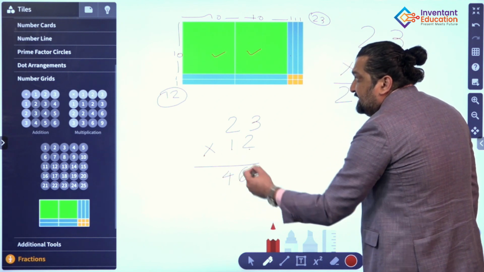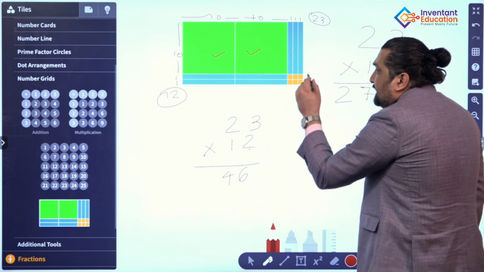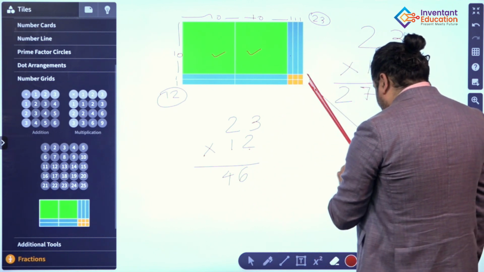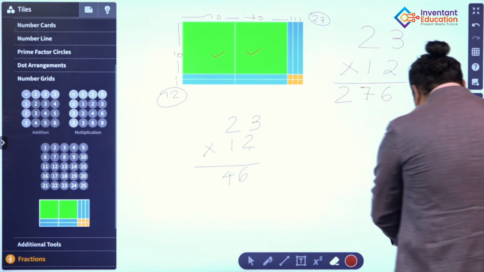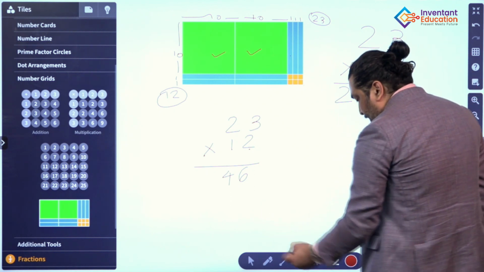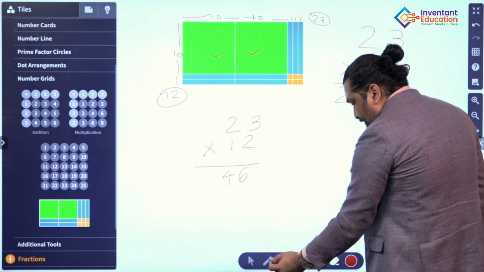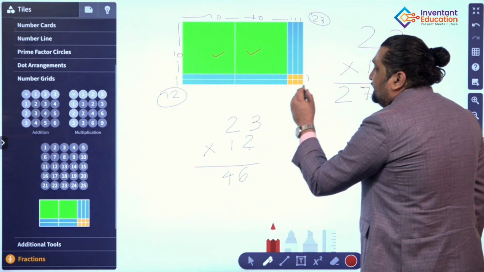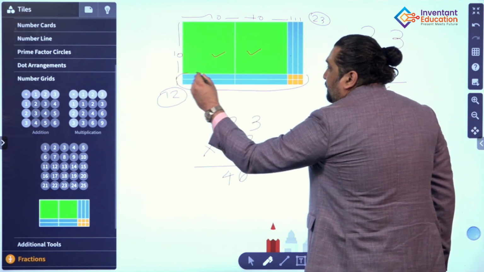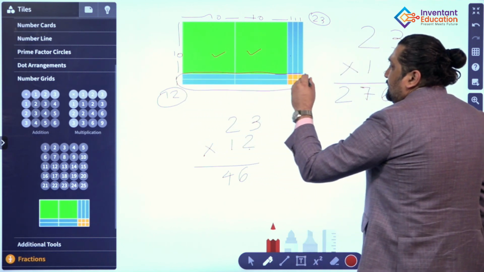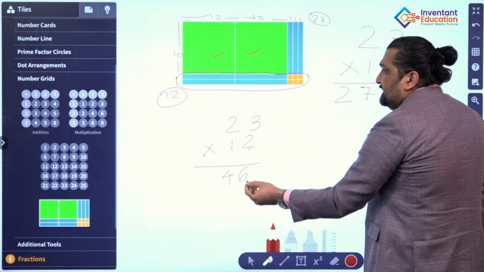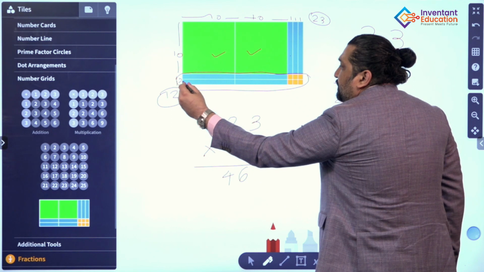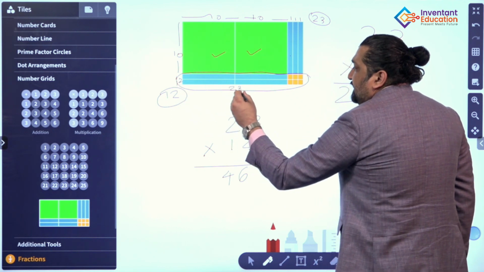Now this 46 is here. This 46 is here. So we have 4 tens and 6 ones. So this is actually like multiplication of 2 and 23.